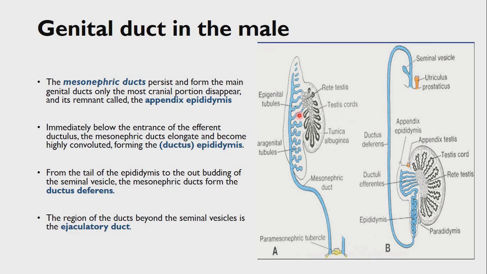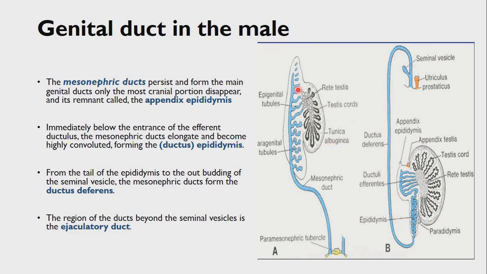Now again we will repeat it. These are the mesonephric tubules. Most of them will disappear except the epigenital tubules and the paragenital tubules. The epigenital tubules are in continuation with the rete testis, and later will give the ductuli efferentes, while the paragenital tubules are not in continuation with the rete testis, and the remnant of them is called paradidymis.